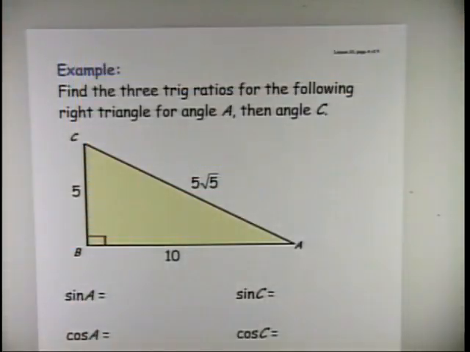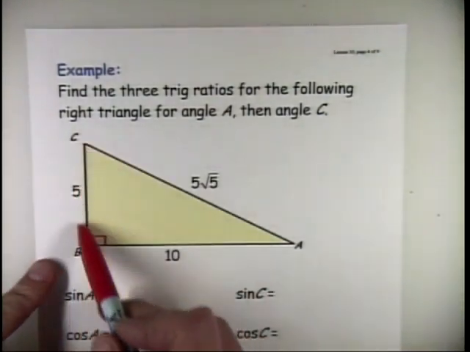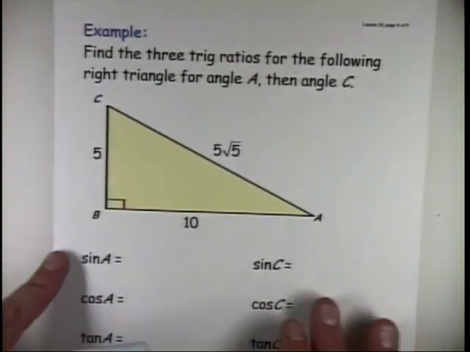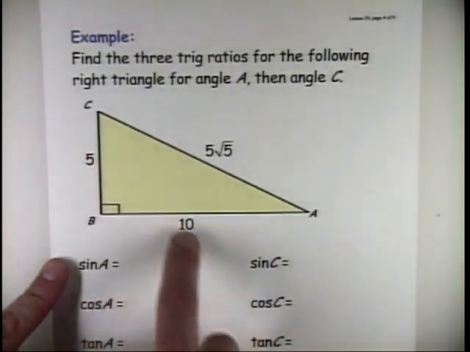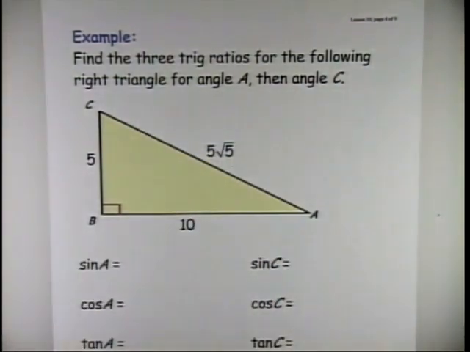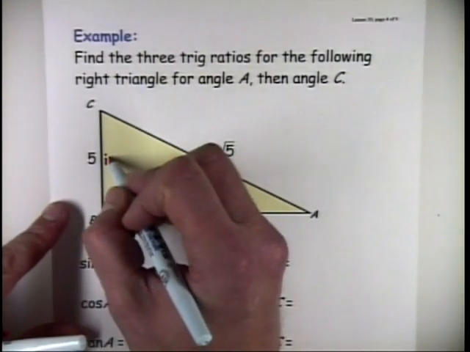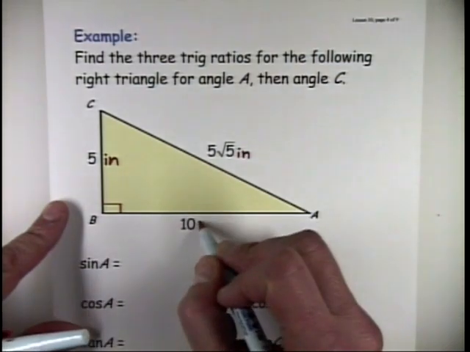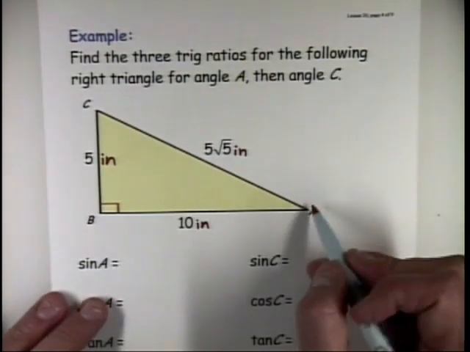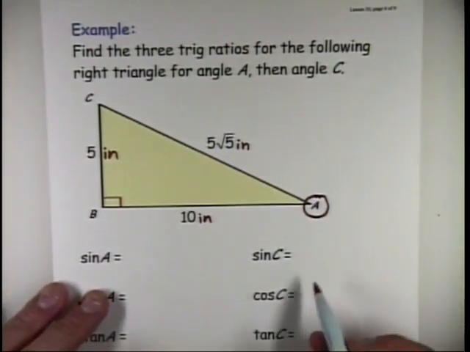All right, let's look at this example. We want to find the three trig ratios, trig is short for trigonometry, for the following right triangle for angle A, and then we want to do it for angle C. So here we go. We've got a right triangle. We know we have that there. We have our three side lengths measured, and they could be in inches, feet, or centimeters. I'm going to go ahead and include units here just to show you what happens to the units. So I'm going to say that this is inches. Of course, it's not drawn to scale. Now, if I'm trying to find out the trig ratios for angle A, I want to clearly identify that that is my reference angle.